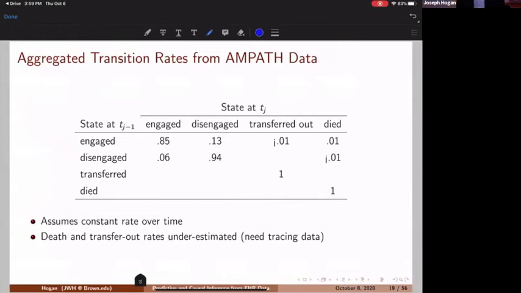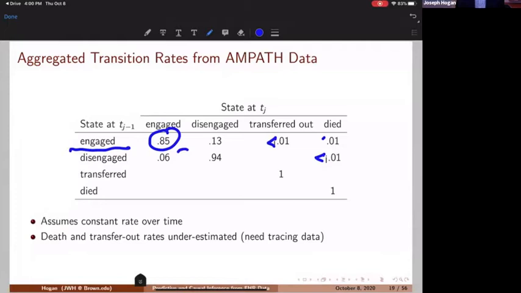Here are some descriptive statistics. I don't know why this happened, there's a typo here. This should be less than and less than. This is a transition matrix where we've aggregated all the transitions over time. The state at time T_{j-1} can be engaged, disengaged, transferred, or died. The state at time T_j can be all those same things. The numbers you see in the table are transition probabilities. All I did was aggregate all the data over all the time points, just to get a rough sense of the rates. So for this number, for example, if you read across, of the people who were engaged at time T_{j-1}, 85% were engaged at time T_j.